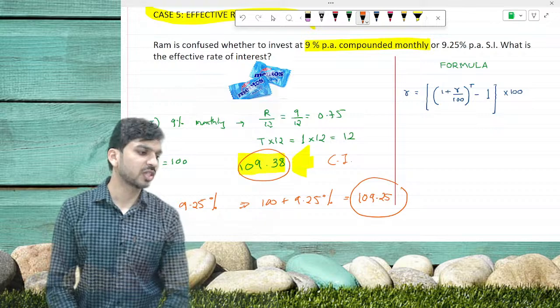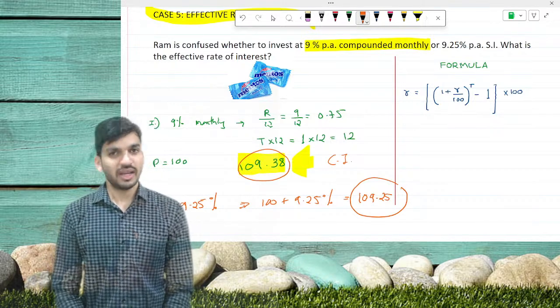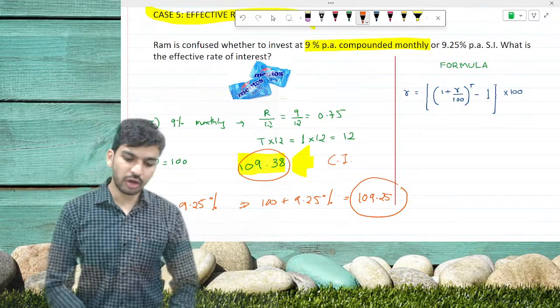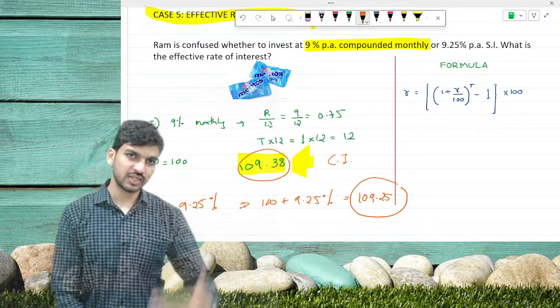Very correct. Good. So now, ready to rock? Let's go for the MCQs, that is practice questions from these 5 types.